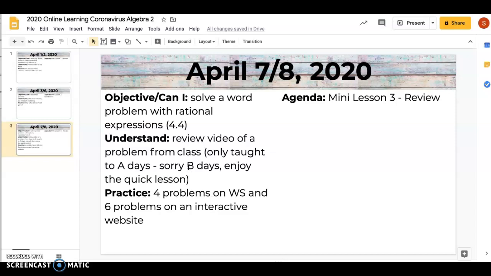And the practice is the 4 problems on a worksheet. So A-Day kids, you guys got that worksheet. That was your homework. And then I also have 6 problems on an interactive website.